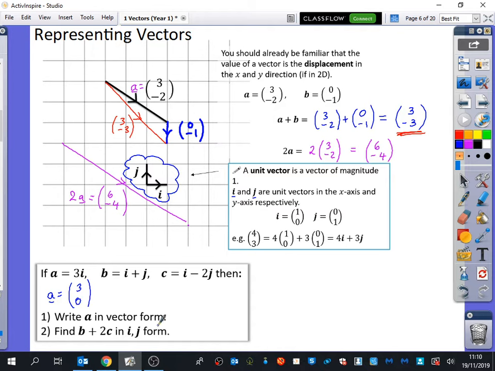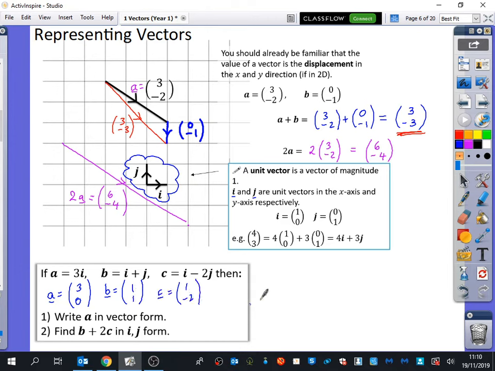So we've already answered part 1 of this, to write A in vector form. It then wants us to find B plus 2C in IJ form. This is probably going to sound a bit silly, but I actually think it's better to put everything into column form to do your calculations, and then if you need to, you put it back in I and J afterwards. You'll find putting it in column form just makes things a little bit easier. So in column form here, what would B be? And C?